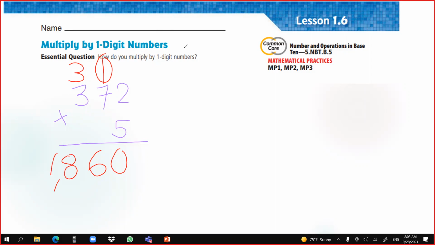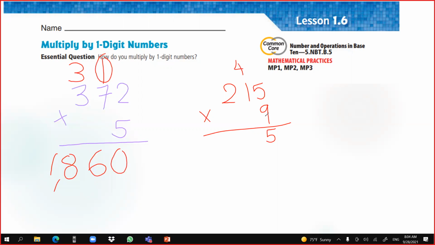You have a number with 3 digits, and now you're going to multiply it by 1 digit only. Let's take another example. Here we have 215, and I'm going to multiply it by 9. What do you have to do? First, multiply 9 times 5. 9 times 5 is 45. Don't forget, the ones is down and the tens is up.